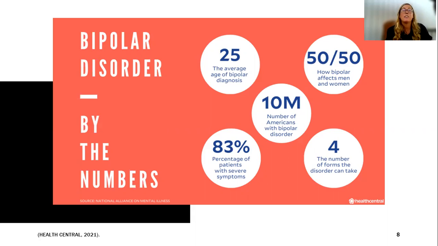83% of people who have been diagnosed with bipolar condition have severe symptoms. And as far as gender goes, research shows there's about a 50-50 split in how bipolar condition affects men and women. So we can see that there are a lot of different factors. It really can affect men and women in different ways, and it's affecting a lot of us across the US and worldwide.